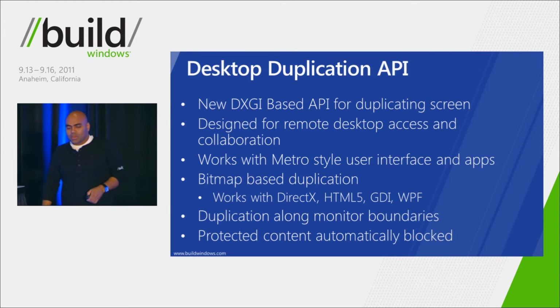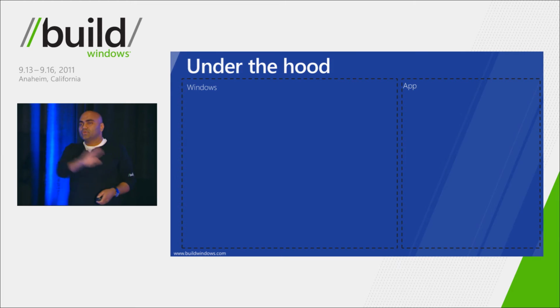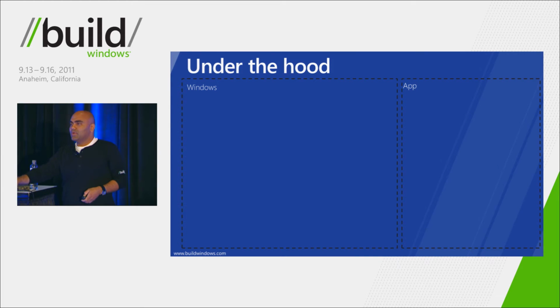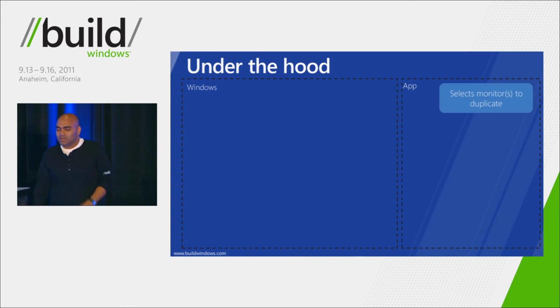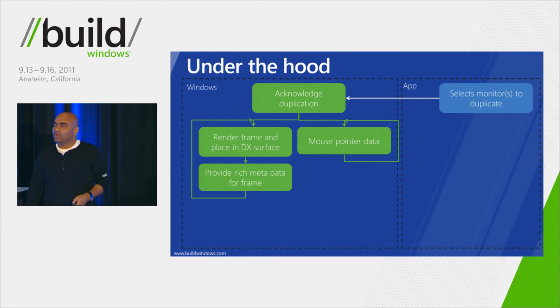And so what I'm going to do now is, again, dig in just a little bit into this API. And again, it's kind of the same model I had earlier. On the left side is what Windows is going to do. On the right side, what the application needs to do. Again, note that this is not a driver. This is an application. It's an API being used. And so, again, the application has the choice. It can enumerate all the monitors connected on the system, and it can decide which one of the monitors it wants to duplicate. It indicates that to Windows.